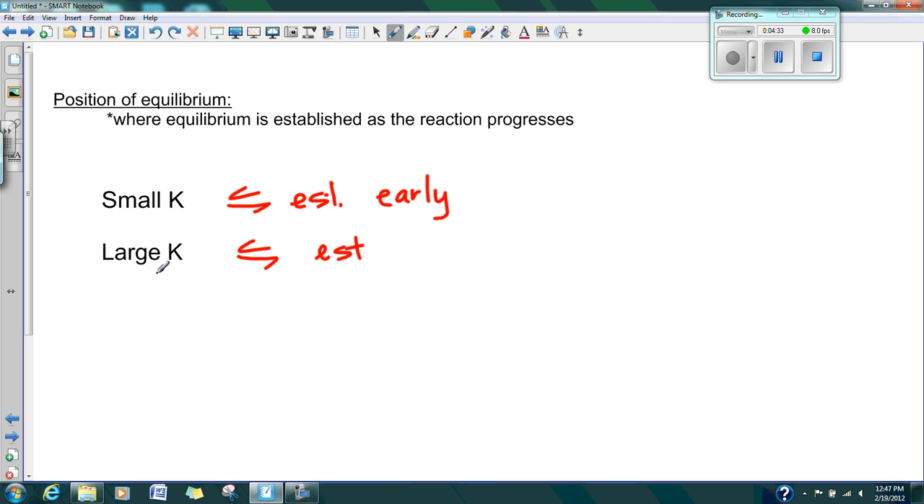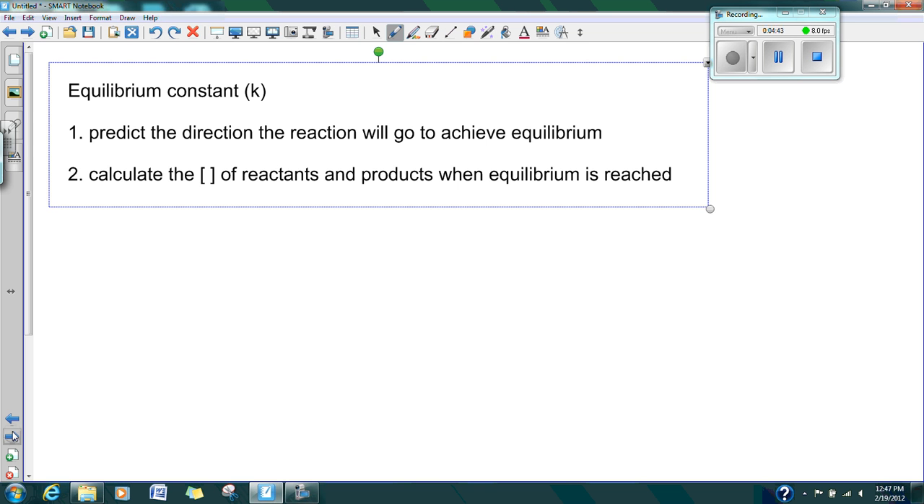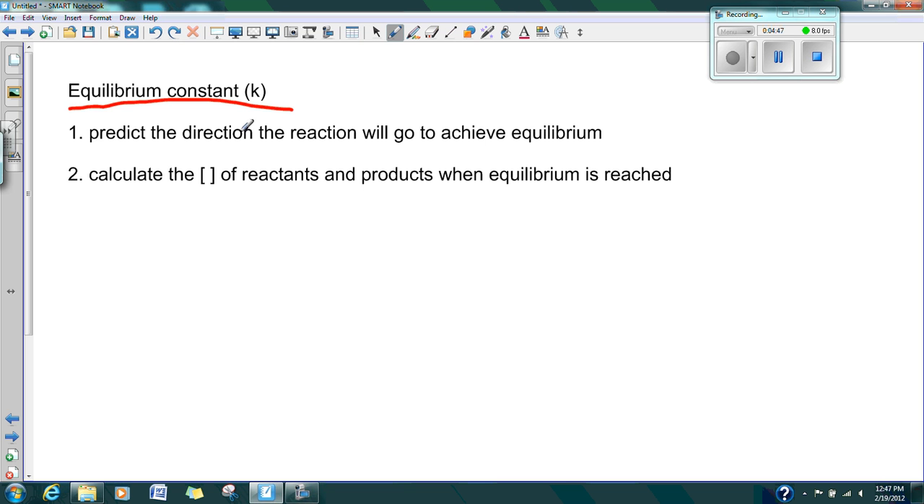For instance, a large K if a car is rusting versus explosives. They both have a very large K, but it's their rates in reaching the equilibrium that's going to be very different. So if we take a look at our equilibrium constant, what does that do for us? It helps us predict the direction the reaction will go to achieve equilibrium.